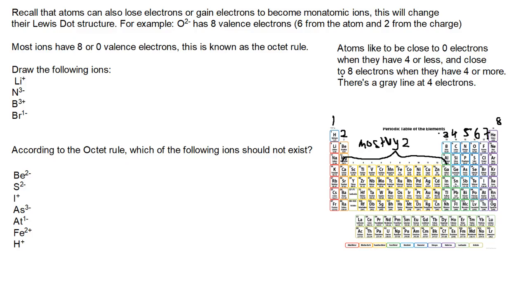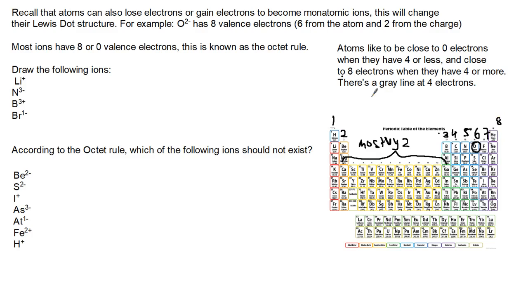The next one is that atoms can lose or gain electrons to become monatomic ions or polyatomic ions. We'll talk about those later, maybe in this chapter, maybe never. This will change their Lewis dot structure. For example, O2 minus has 8 valence electrons because 6 valence electrons are from the atom, and 2 of them are given to them from the charge.